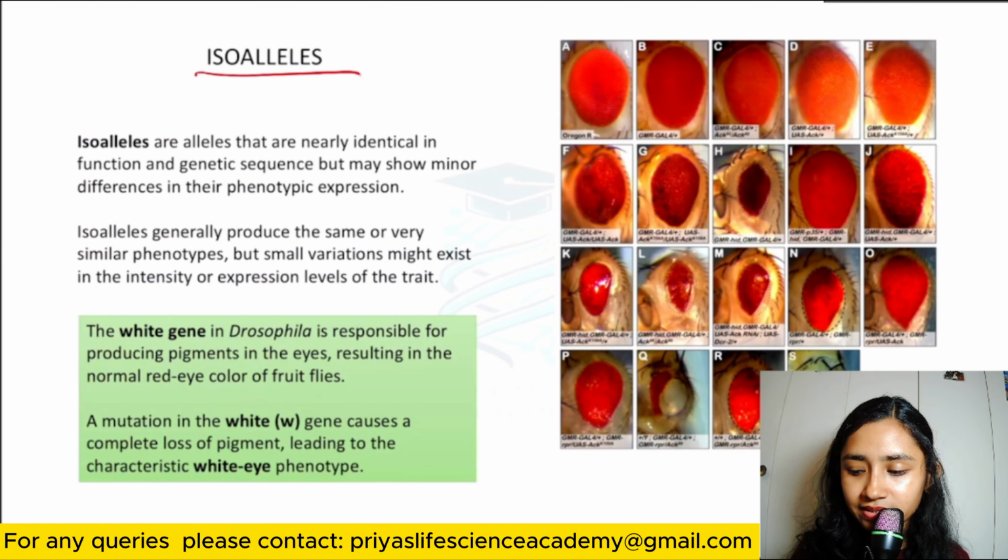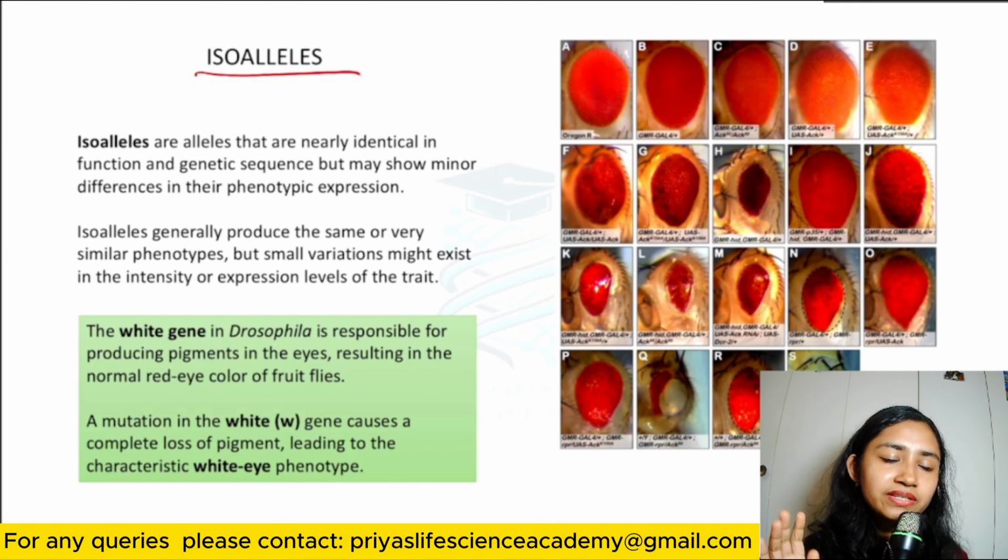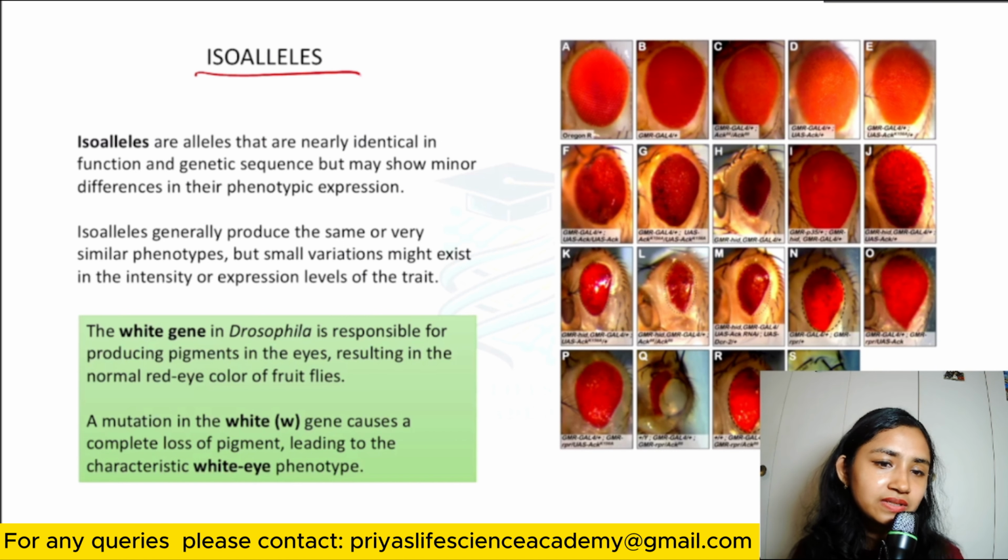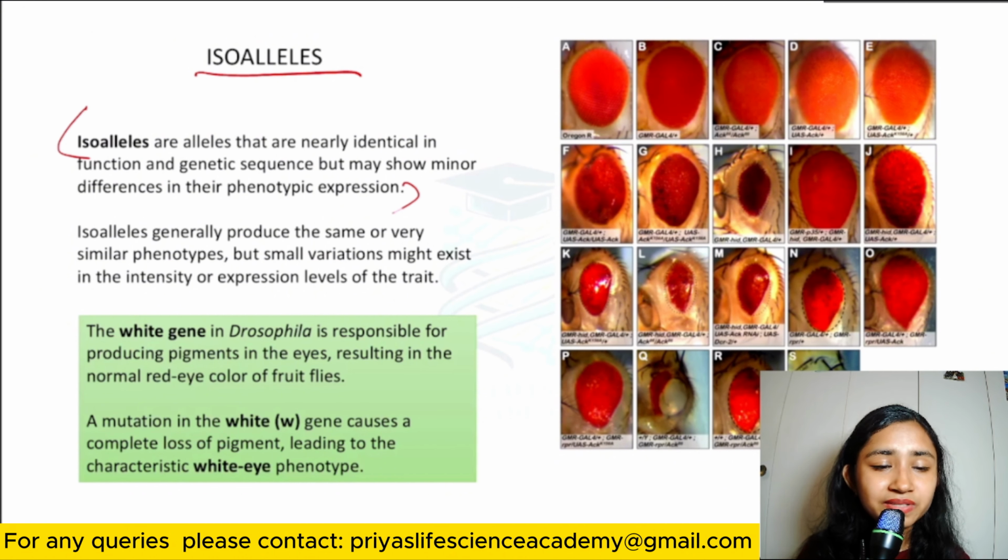Now we will study isoalleles. Isoalleles are alleles that are nearly identical in function and genetic sequence, but may show minor differences in their phenotypic expression. Isoalleles generally produce the same or very similar phenotypes, but small variations might exist in the intensity or expression levels. So what's the difference between isoallele and pseudoallele? In case of pseudoallele, they are of different genes, but isoalleles are the variants of the same gene.